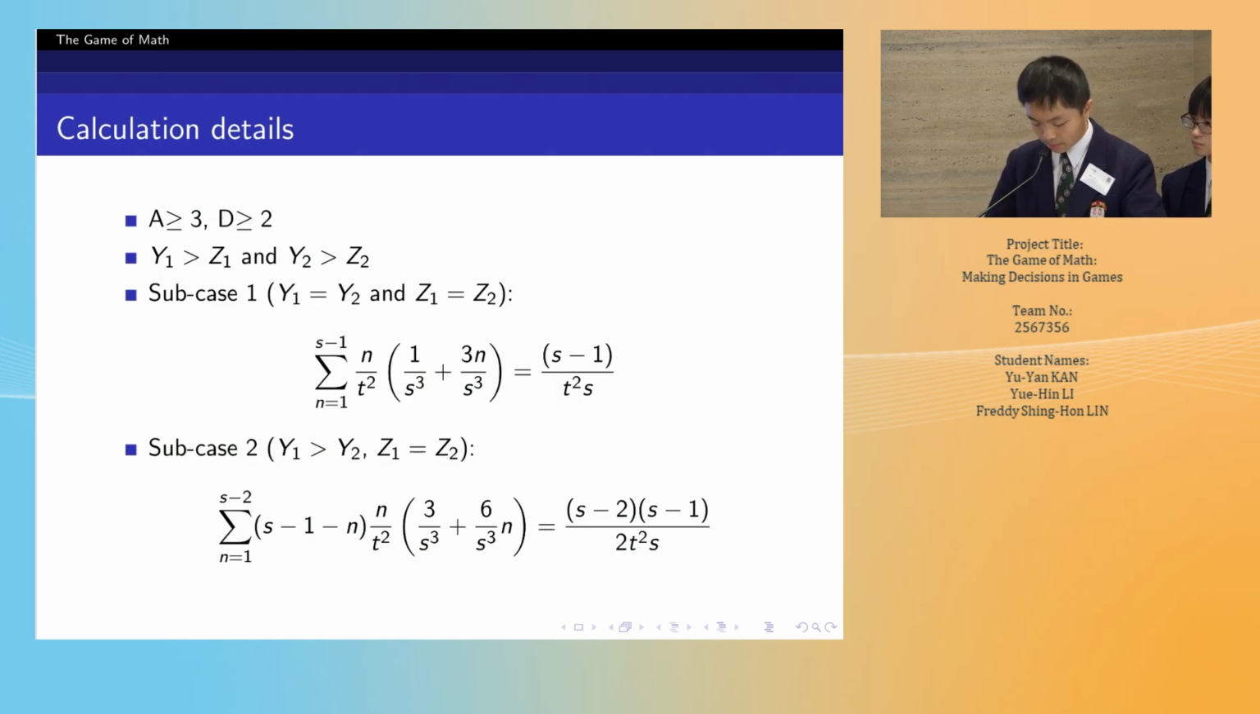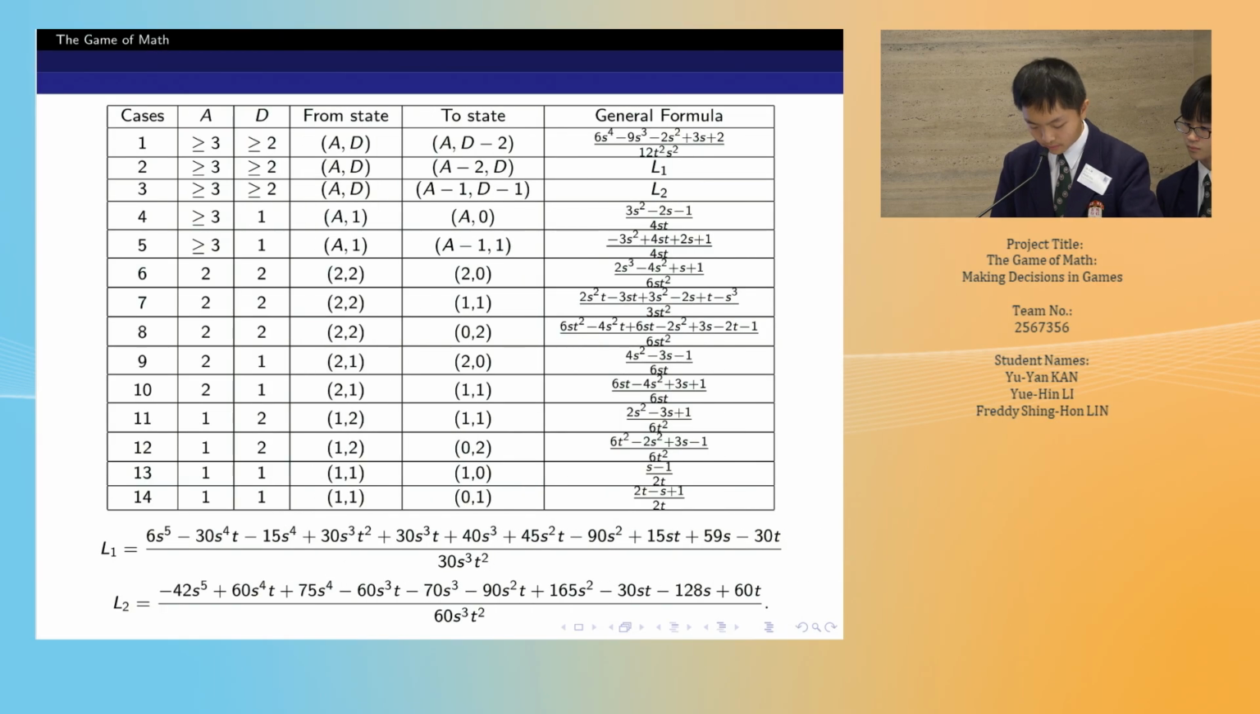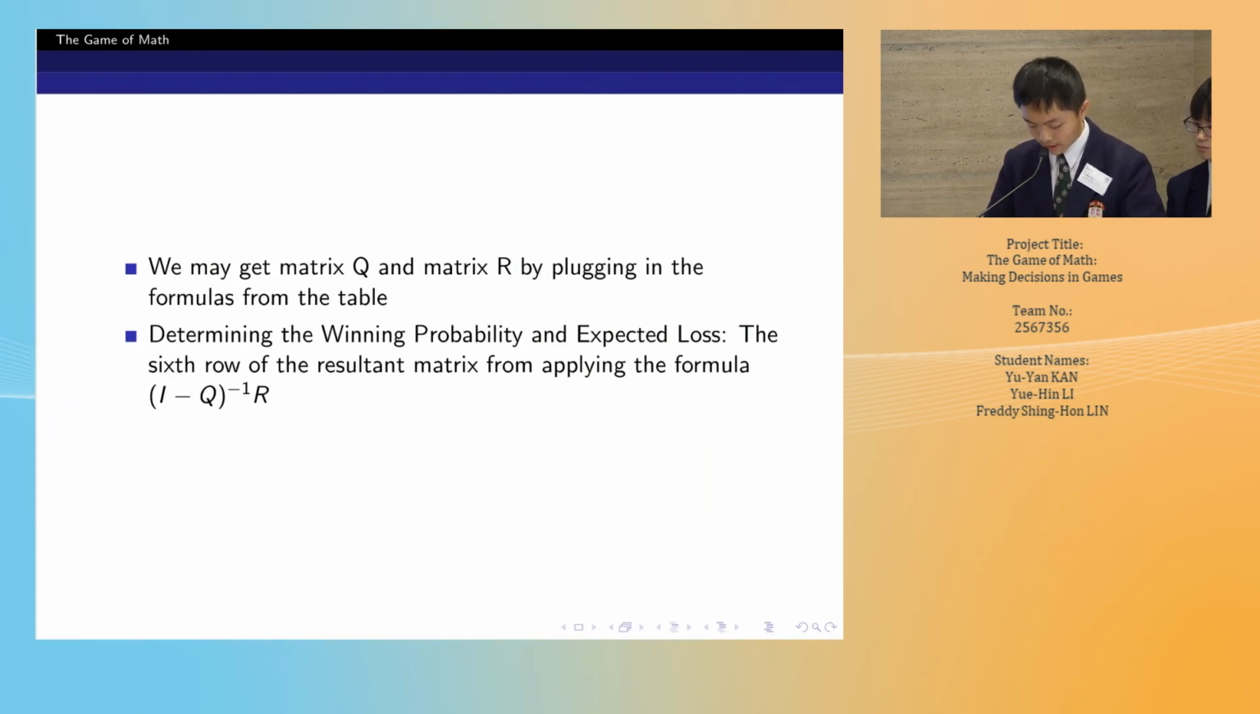These subcases are evaluated by some hard work and counting methods. The first 2 are displayed right here. And the remaining 2 subcases are displayed here. The other cases can be evaluated via similar methods, and we get our table. The probabilities for different cases are summarized by this table, where L1 and L2 are separated due to their complexity. So by plugging in the corresponding formulas from the table above, we may get our matrices Q and R, which we did not display here due to their varying size. And if we want to determine the winning probability and expected loss, we may simply look at the last row of the resultant matrix by observing the formula here on the screen.